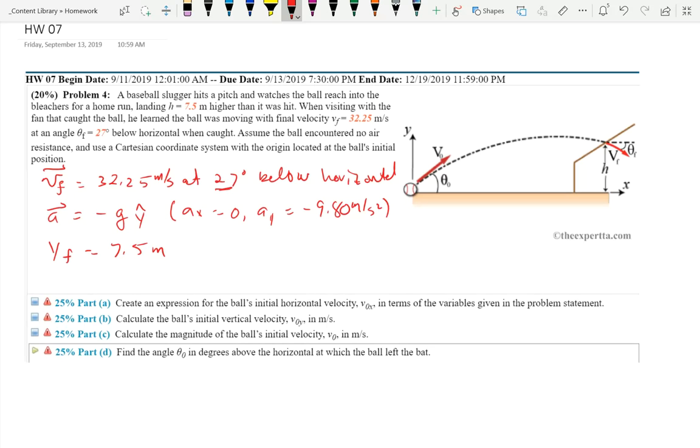All right, so we have to think about how to do this. It's going to turn out to be an easy calculation. The how to do it is the question that's hard. We're asked to first create an expression for the ball's initial velocity in terms of the variables given in the problem statement.